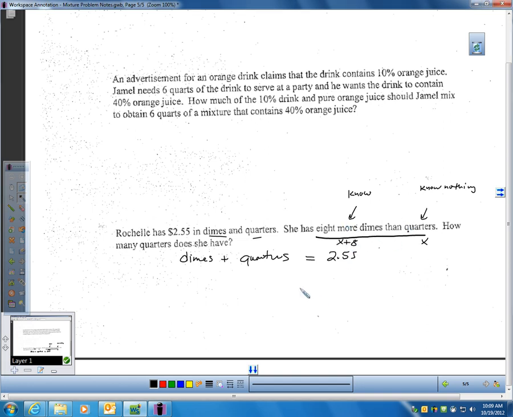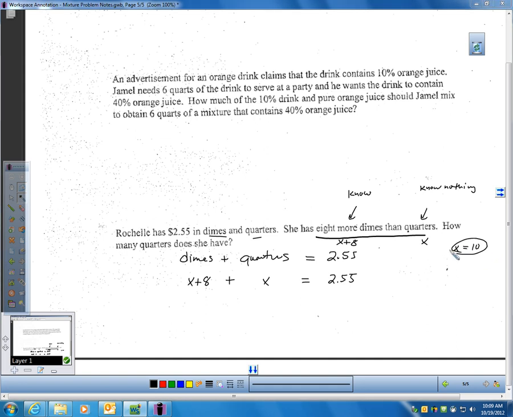Okay, now here's the next thing. So we have x quarters and x plus 8 dimes. Now, this would be a common mistake people make. They just write this and try to work this out. I'm still missing something here. Think about it. Let me just make up an answer. Pretend that the answer was x is 10. Just pretend for a minute.